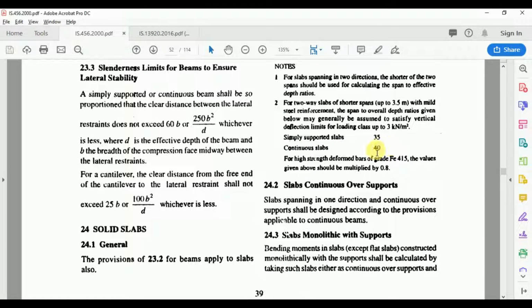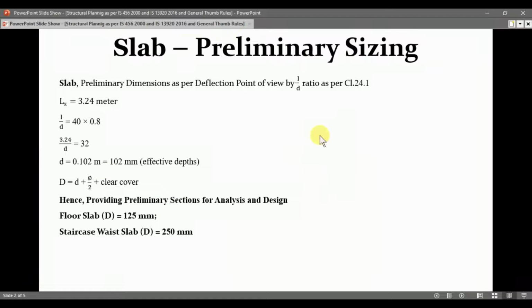All the slabs are continuous slabs, not simply supported. Hence, we will take the span to effective depth ratio as 40 multiplied by 0.8, because we are using HYSD steel bars of Fe415. So let's see the calculation. From the deflection point of view, the L by D ratio is taken into consideration for control over the deflection in the slabs. The L by D ratio is 40, but we are using HYSD bars, hence we need to multiply it by 0.8. So the effective span of the slab is 3.24 meter, hence 3.24 divided by D is equal to 32, which is 40 into 0.8.